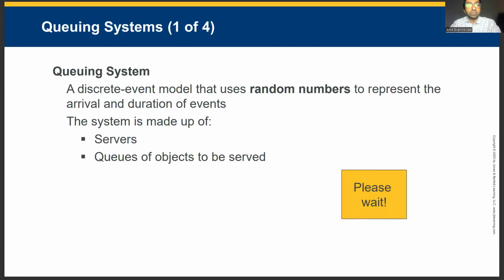Queuing systems. A queuing system is a typical type of discrete event simulation. It models situations where objects wait for service, like customers in line. These models use random numbers to represent unpredictable arrivals and service durations. A system includes servers and queues. By simulating many cycles, we can predict wait times or optimize staffing. This is essential for businesses, hospitals, airports, and more.